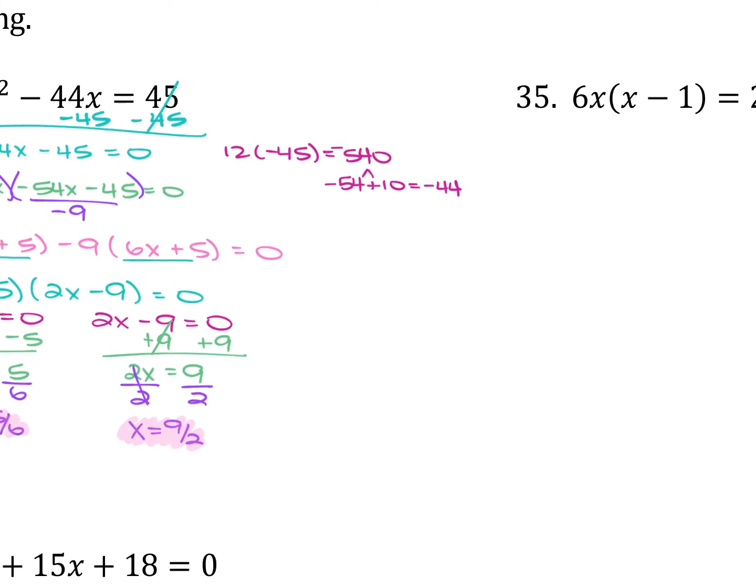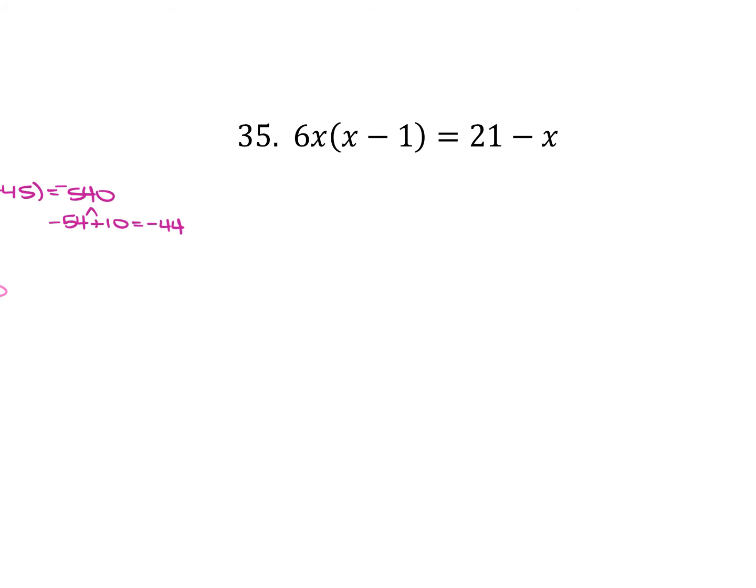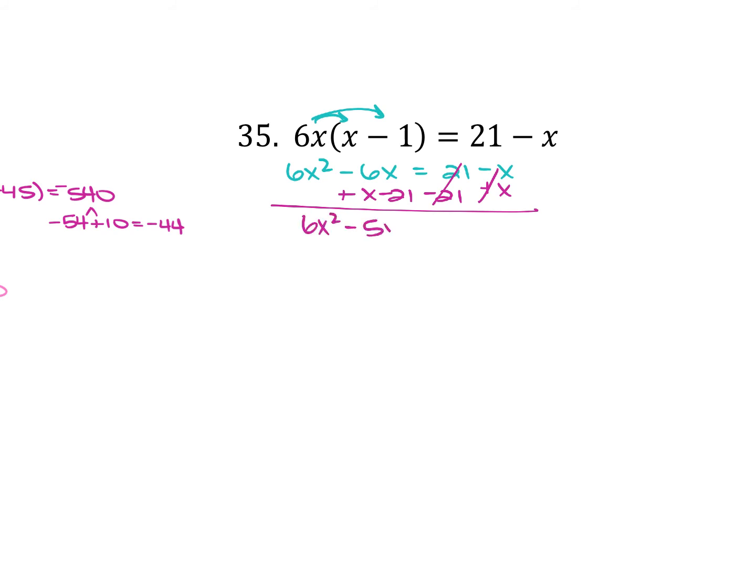For 35, we have 6x times x minus 1 is equal to 21 minus x. First thing we got to do here is multiply in that 6x. So this gives us 6x squared minus 6x is equal to 21 minus x. We're going to move the x over by adding it to both sides. We're also moving the 21 over by subtracting it from both sides. So we're going to be left with 6x squared minus 5x minus 21 is equal to 0. You do not have any like factors that you can factor out from here.